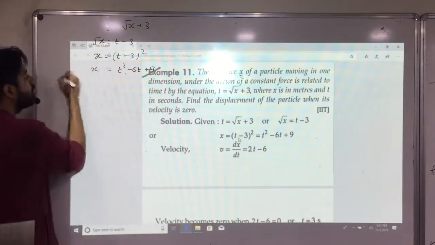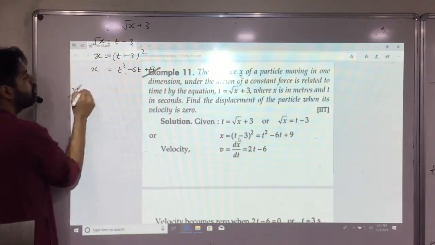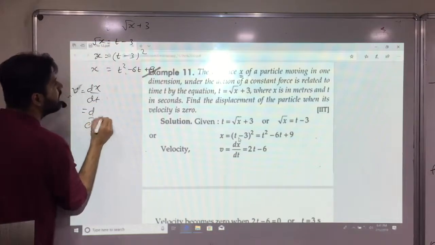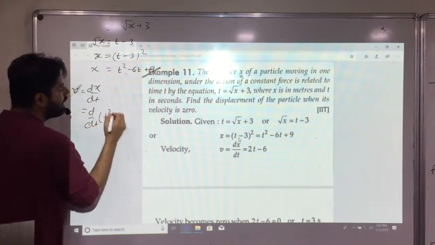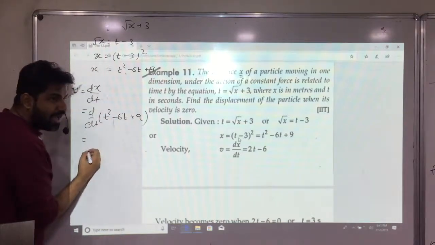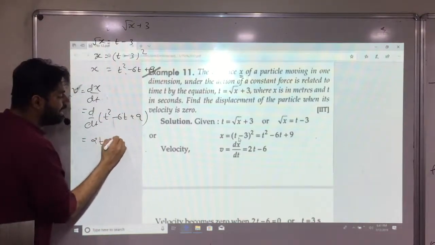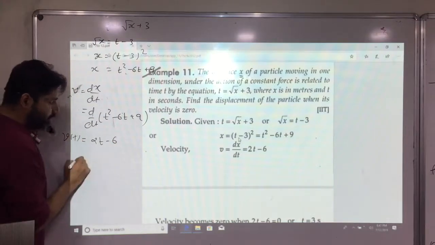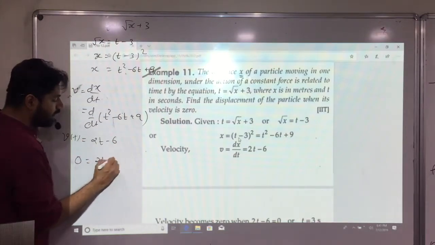So velocity is equal to dx by dt, which is equal to d by dt of t square minus 6t plus 9, which is equal to 2t minus 6 plus 0. So this is velocity as a function of time. Velocity should be 0, so which is 2t minus 6.